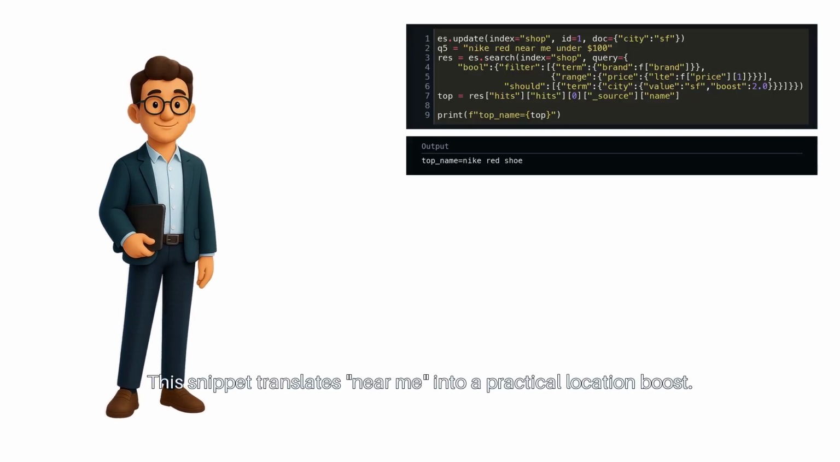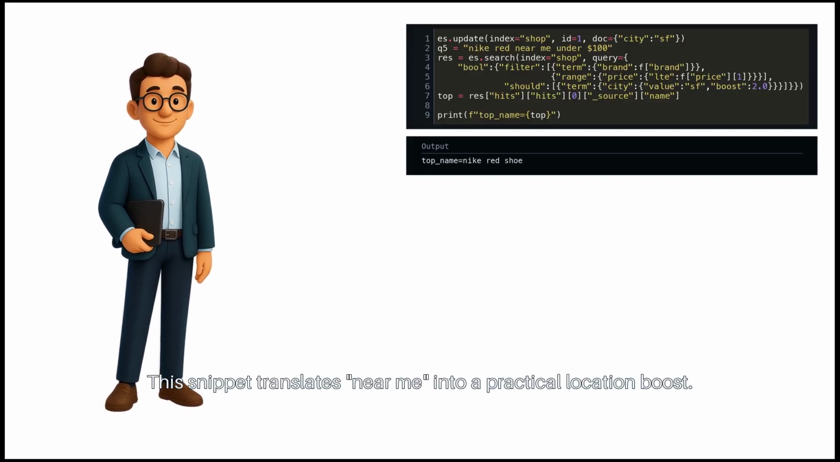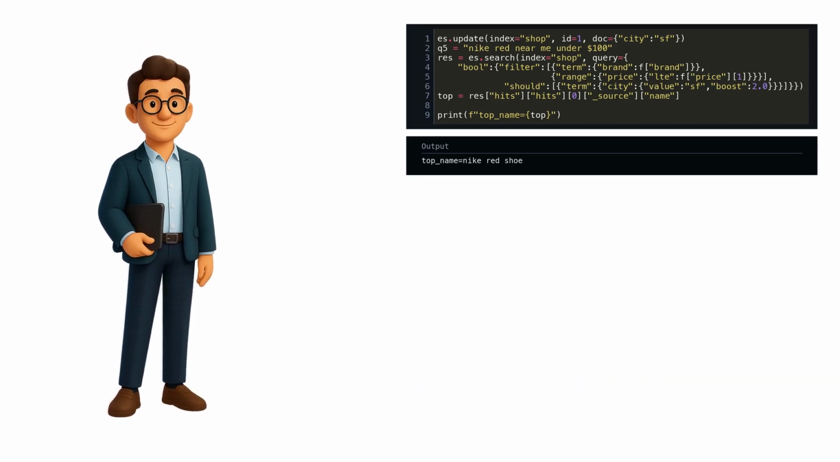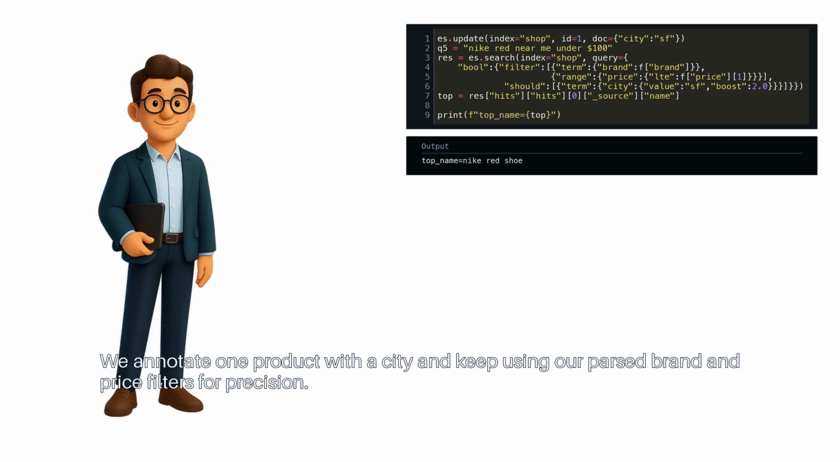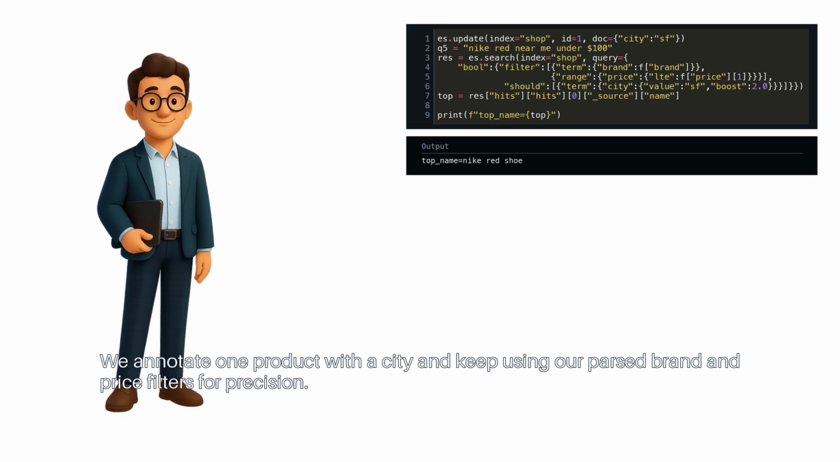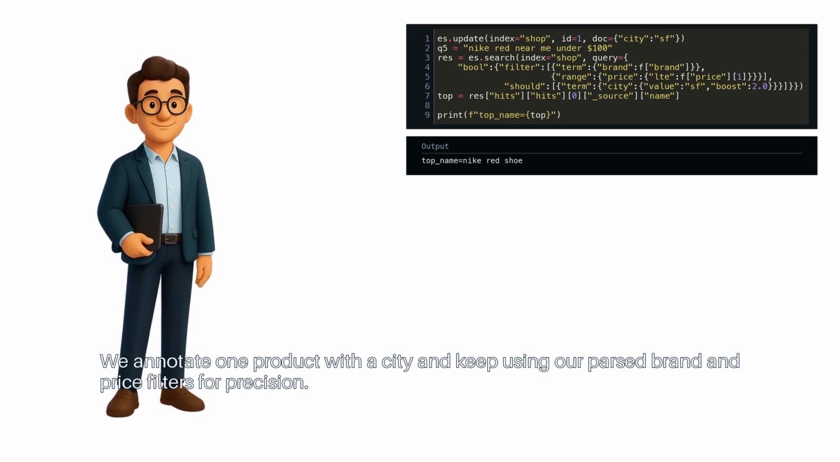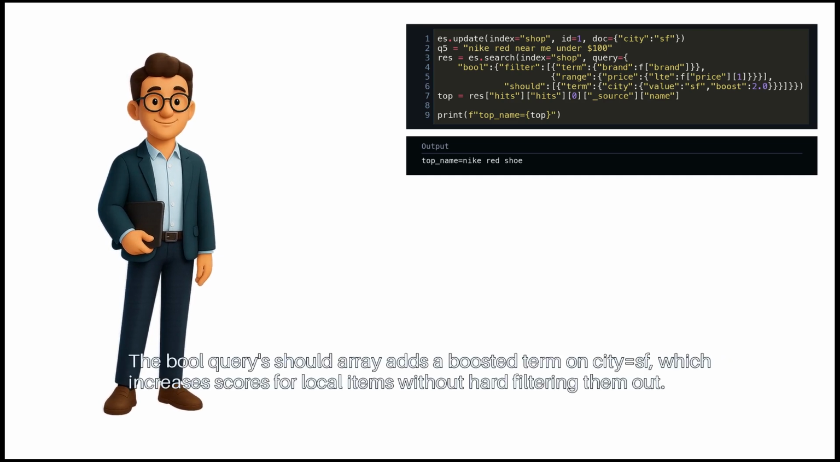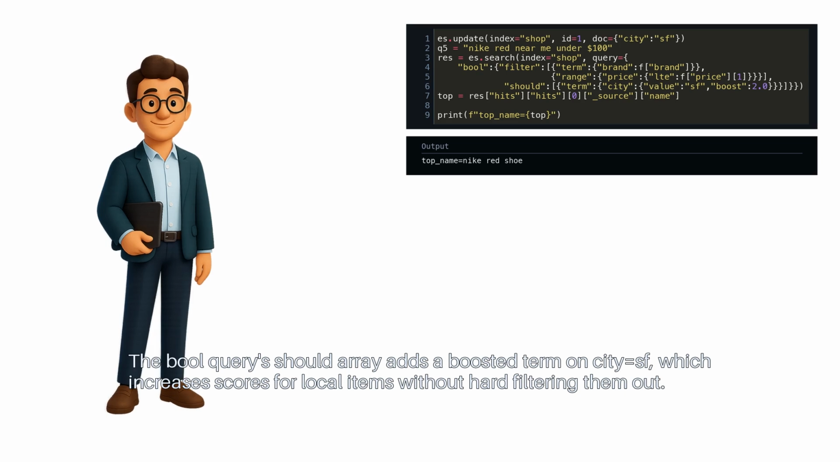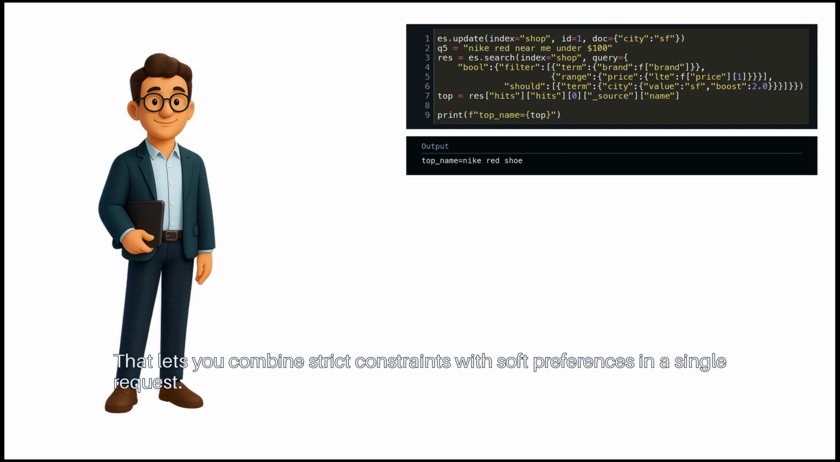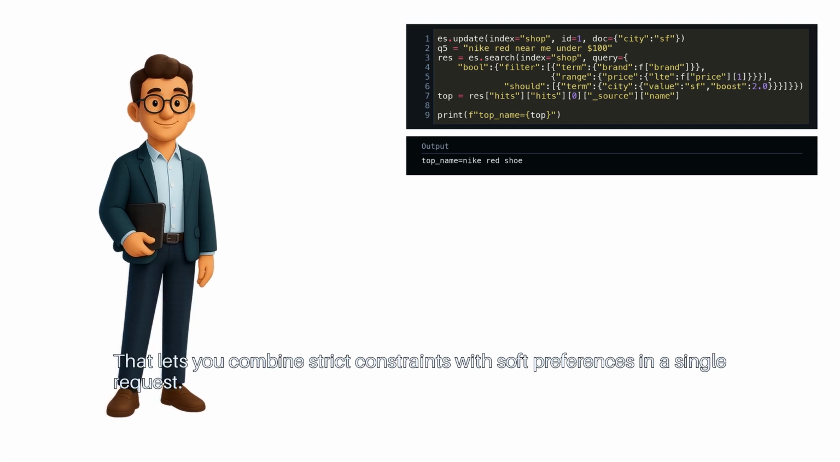This snippet translates "near me" into a practical location boost. We annotate one product with a city and keep using our parsed brand and price filters for precision. The bool query's should array adds a boosted term on city equals SF, which increases scores for local items without hard filtering them out. That lets you combine strict constraints with soft preferences in a single request.